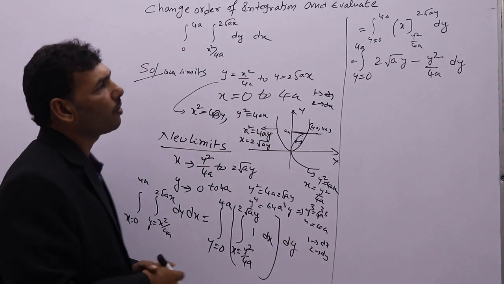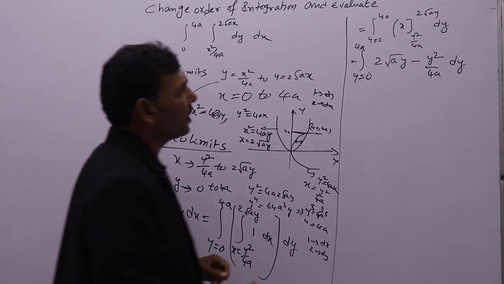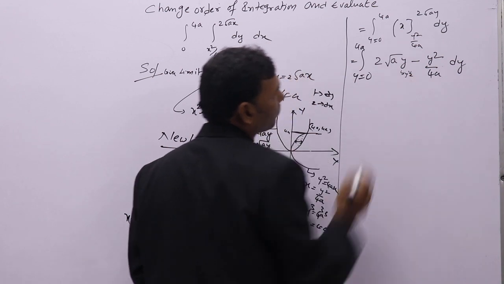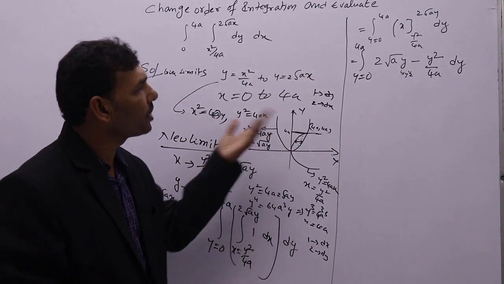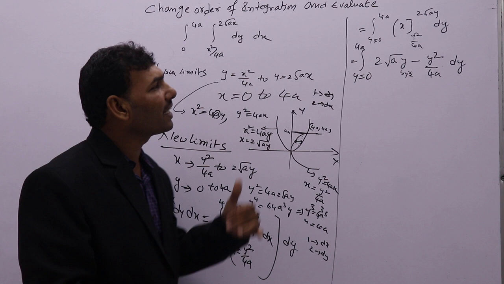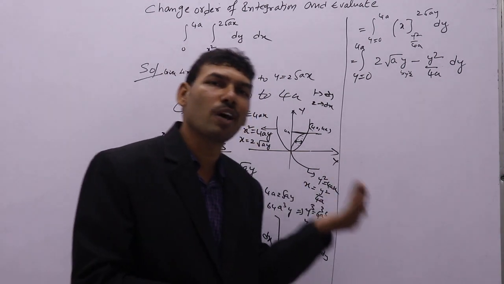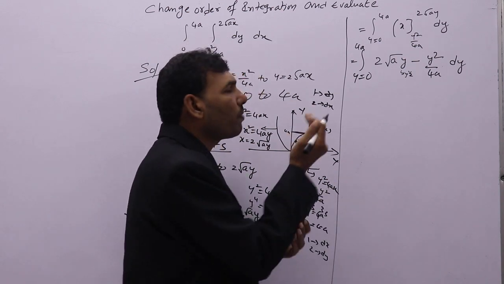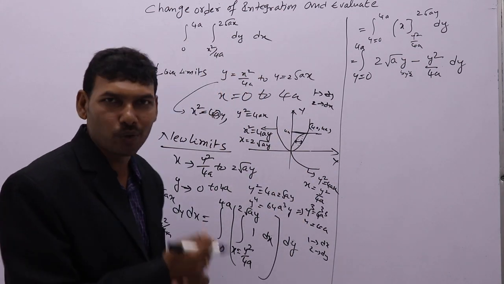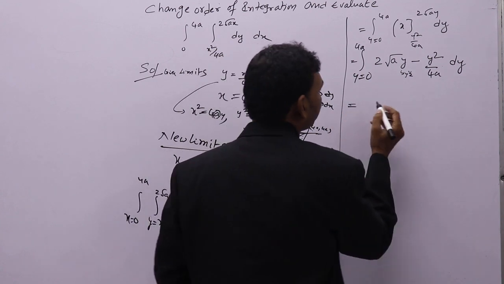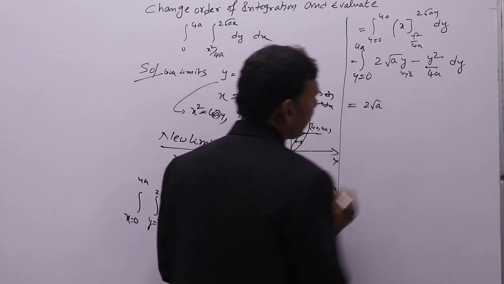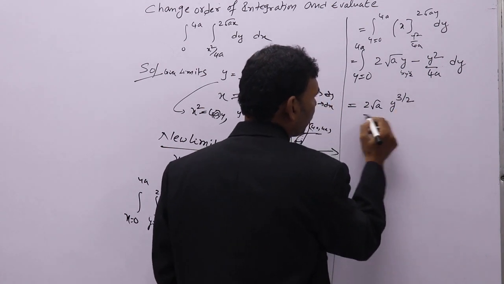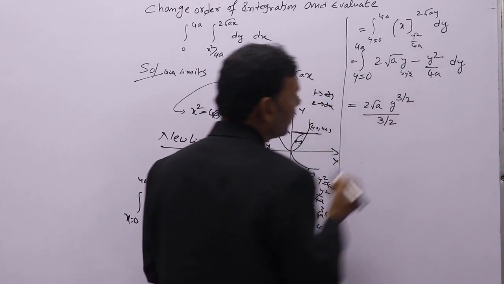Now integrate. To integrate this one, here you have root y, which means y power 1 by 2. 2 root a is constant. What is integral x power n? x power n plus 1 by n plus 1. What is integral y power 1 by 2? y power 1 by 2 plus 1, by 1 by 2 plus 1. That means what you will get? 2 root a, y power 1 by 2 plus 1, that is 3 by 2, by 3 by 2.